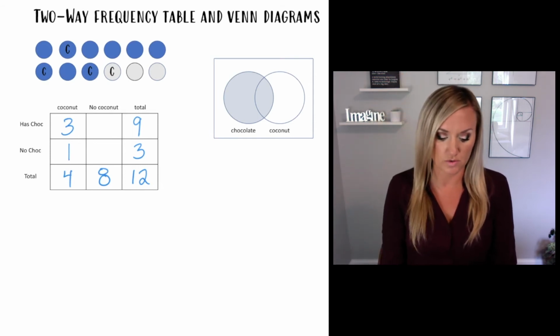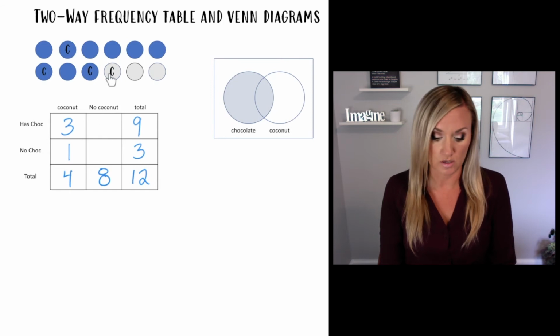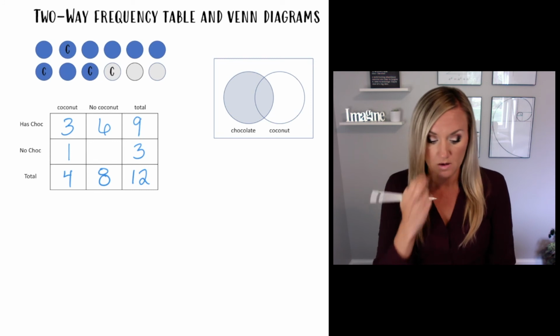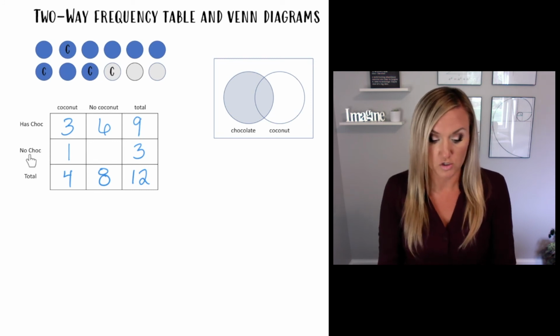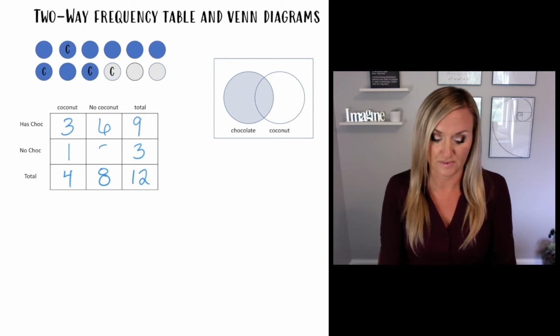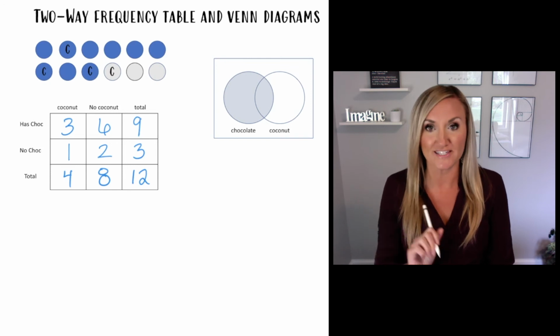All right, so let's go to the next one. How many have no coconut and has chocolate? No coconut and has chocolate. So that would be 1, 2, 3, 4, 5, and 6. Perfect. And then hopefully there are 2 cookies that have no chocolate and no coconut. Those are these 2 right here, and that is 2. So you guys just filled out your very first 2-way frequency table.